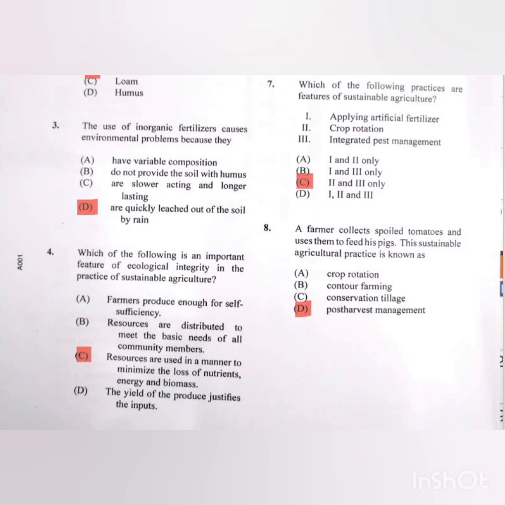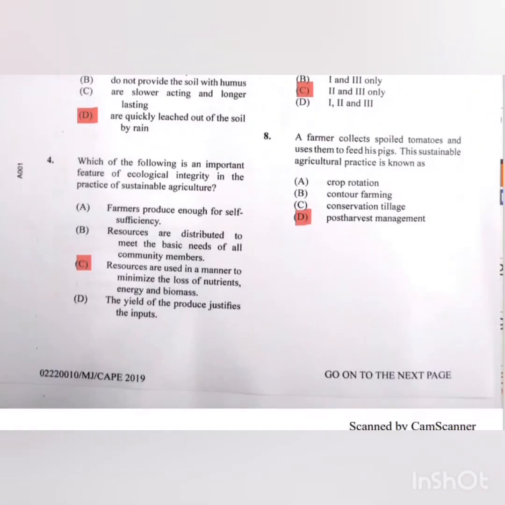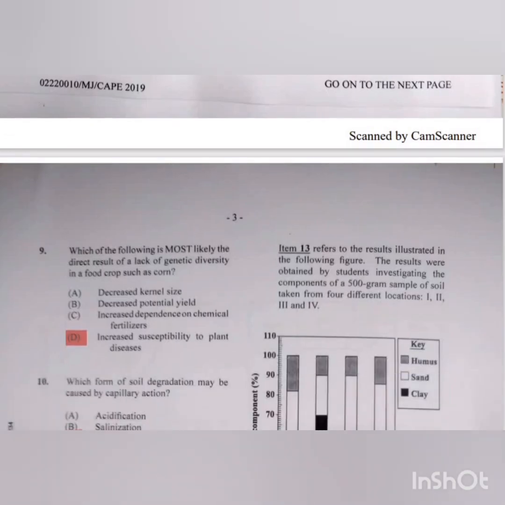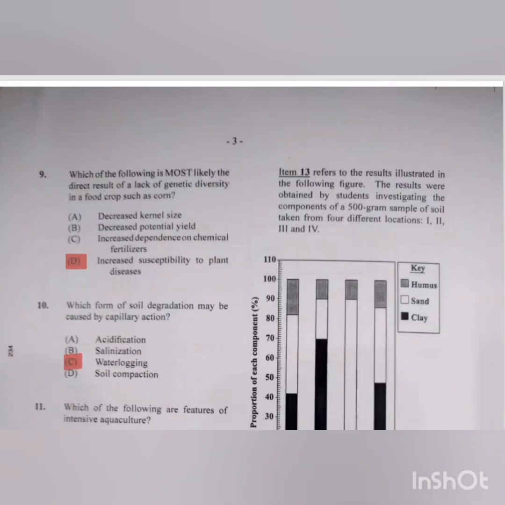7. Which of the following practices are features of sustainable agriculture? C. Crop rotation and integrated pest management. 8. A farmer collects spoiled tomatoes and uses them to feed his pigs. This sustainable agricultural practice is known as post-harvest management. D. 9. Which of the following is most likely the direct result of a lack of genetic diversity in a food crop such as corn? D. Increased susceptibility to plant diseases.